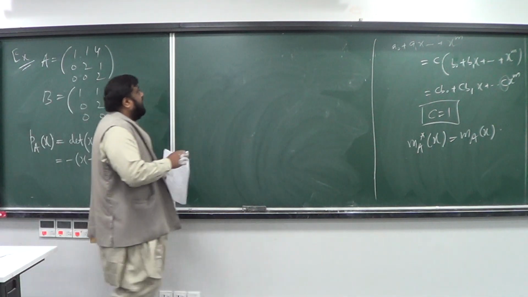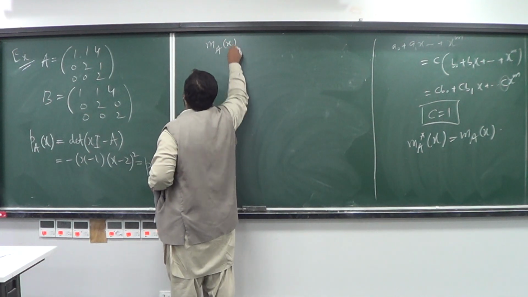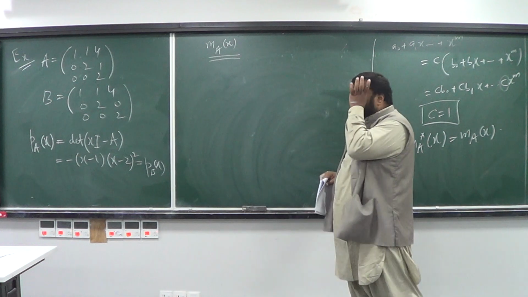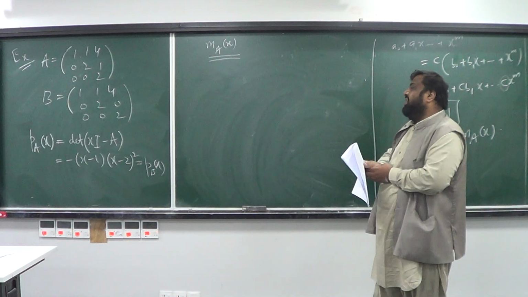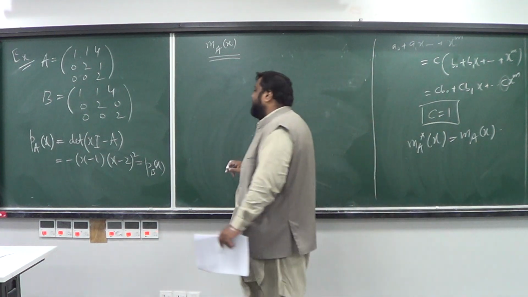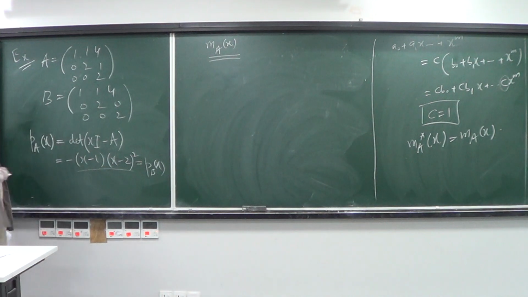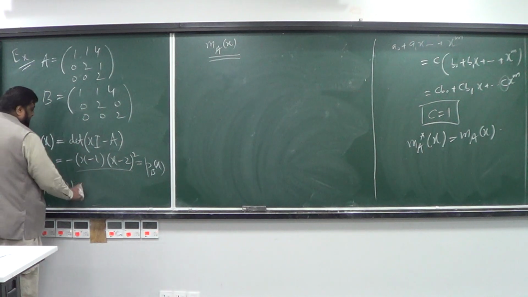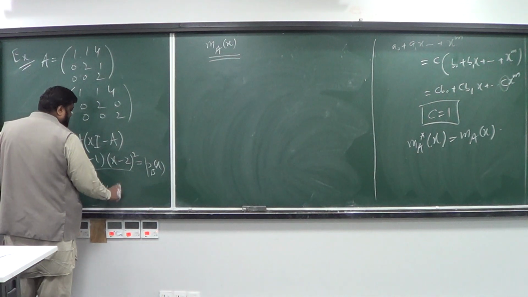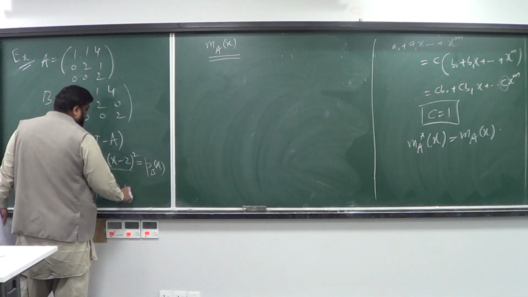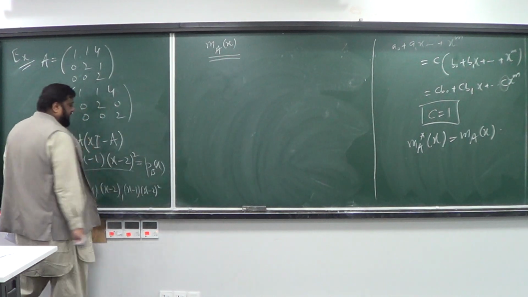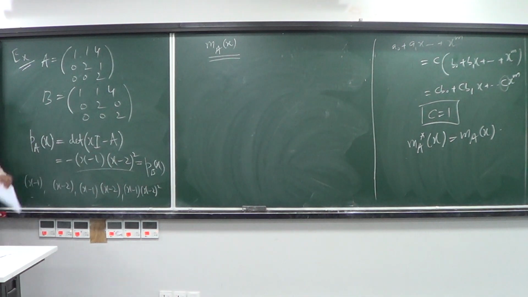Now, how to find the minimal polynomial of the matrix A? First of all, you always start with the characteristic polynomial and see what the possible factors of the characteristic polynomial are. So x minus 1 is one factor, x minus 2 is another factor, x minus 1 times x minus 2 is another factor, and x minus 1 times x minus 2 squared is another factor. So these are the possible factorizations of the minimal polynomial actually.